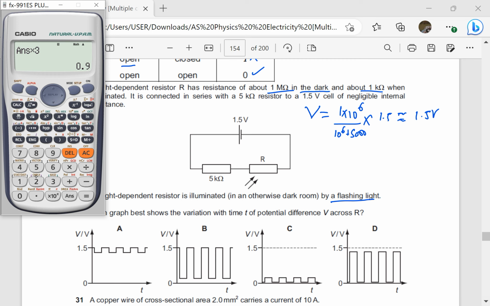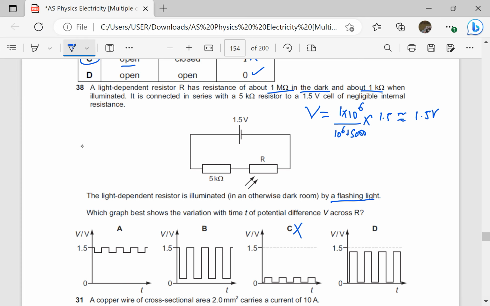We can check. 1 exponent 6 divided by 5,000 plus 1 exponent 6. So this is approximately 0.99995 times 1.5. It is approximately 1.5. So our graph should have a maximum of approximately 1.5. So this one is wrong. This one is also showing the same. Okay, we can first leave this one.